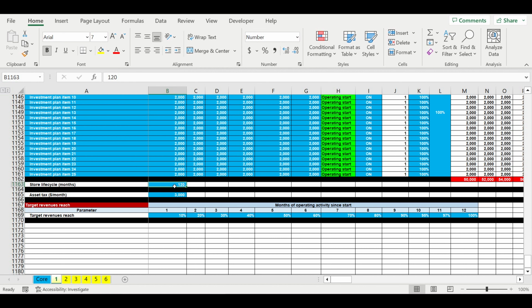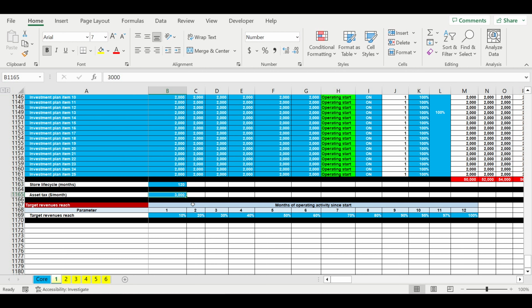And here we can specify, for example, we can create a store that will generate losses, and we will be closing this store after, for example, 24 months of operating activity. And here we can specify this period of time after which we will be closing this store. So this is the asset tax value.